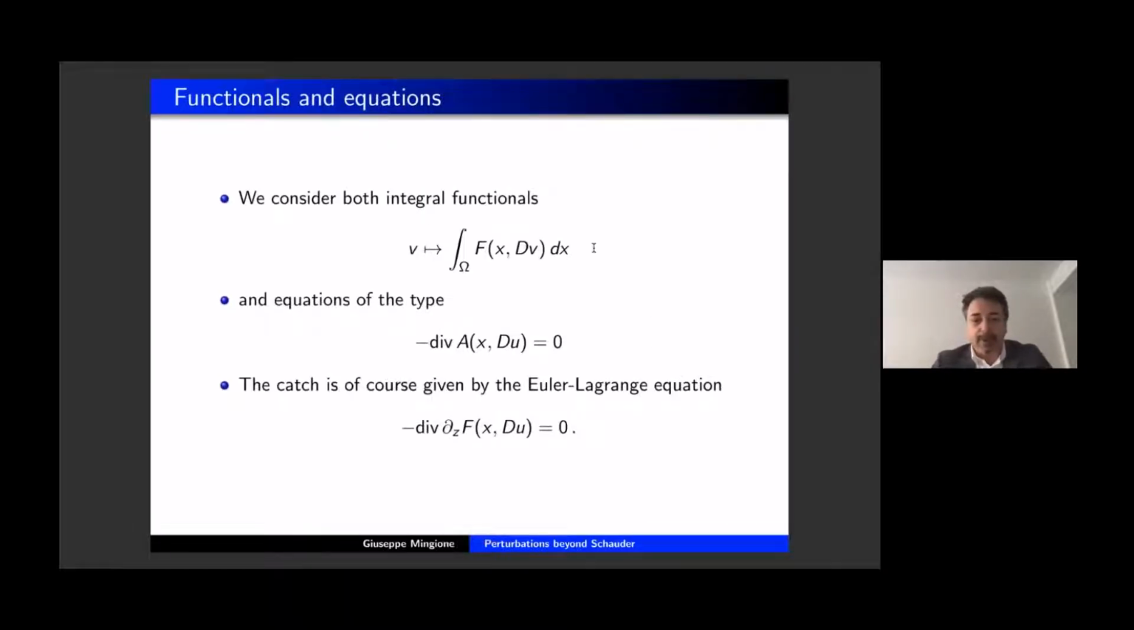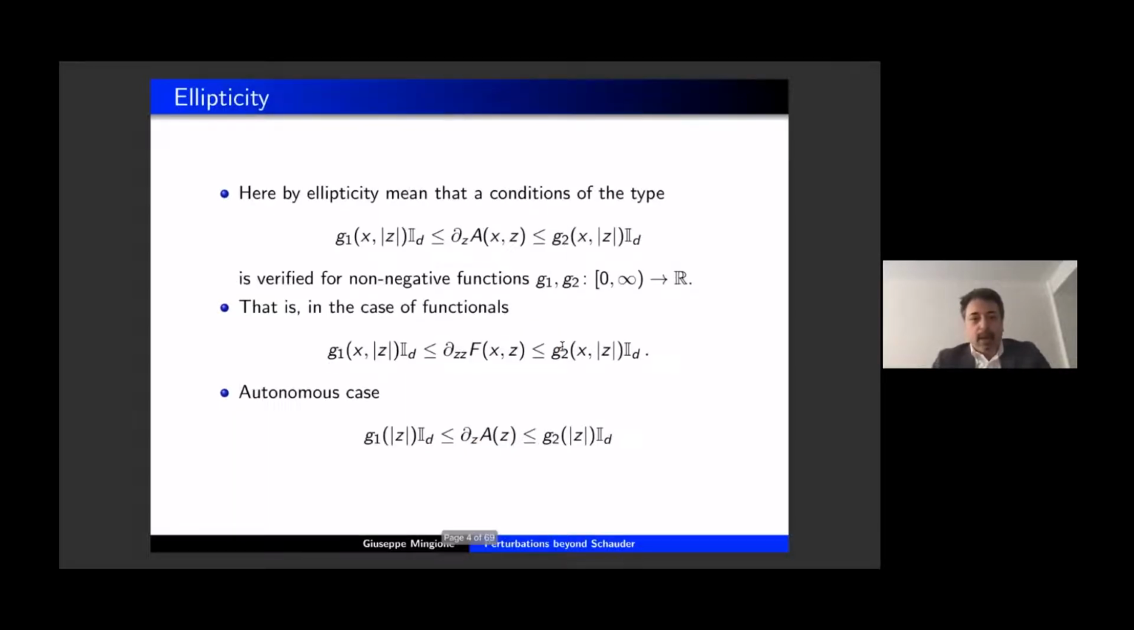What I'm going to talk about is essentially regularity of minimizers of integral functionals of the calculus of variations of this type, and related equations in divergence form. Of course, the catch is given by the Euler-Lagrange equation of the functional, which is satisfied by any local minimizer, and it is exactly of the form in the second display. How do we say that this operator is elliptic?